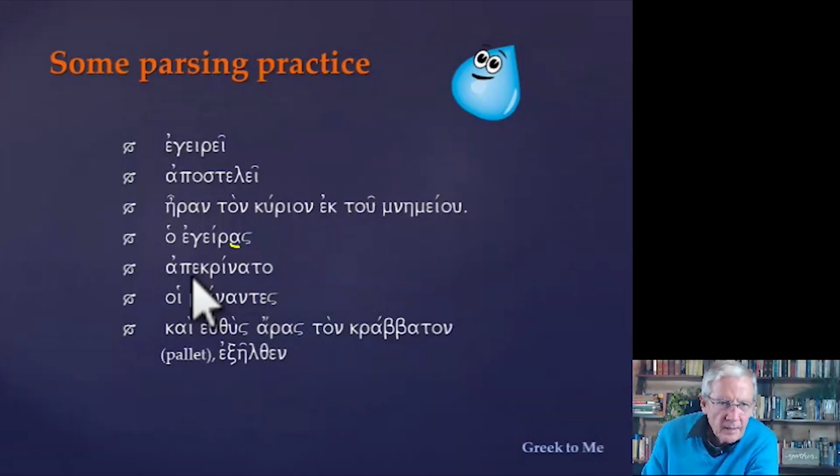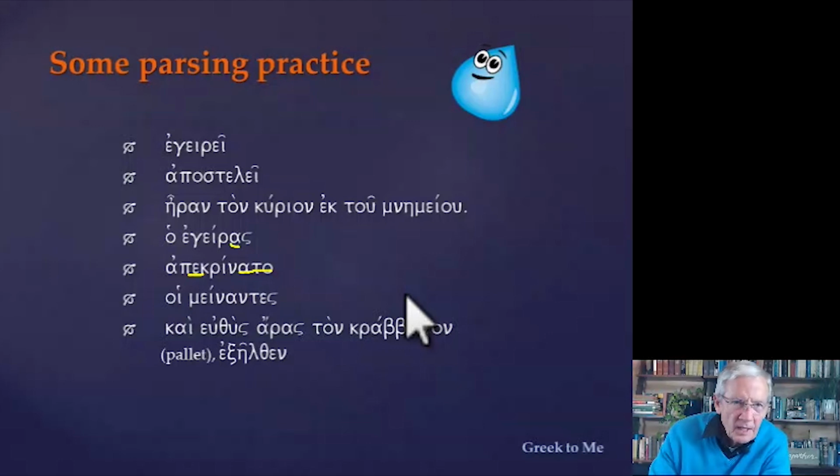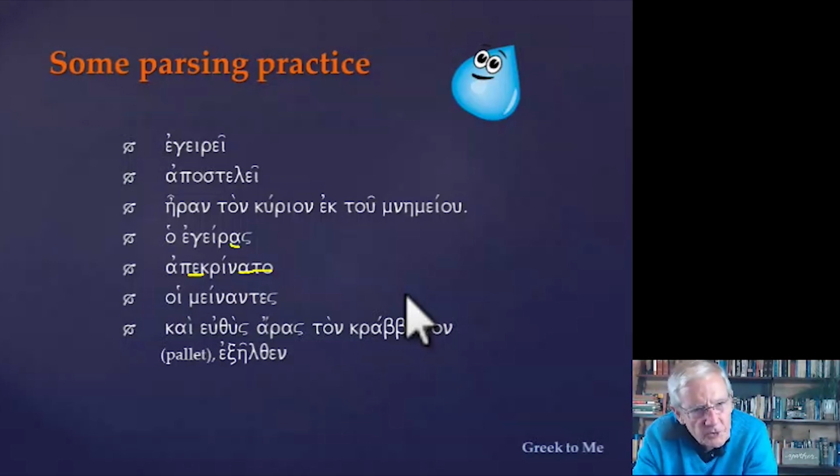Apekrinato. All right, here's our augment. And then we see our alpha there, ato. So this is a first aorist, deponent, indicative, third person singular. He, she, or it answered.